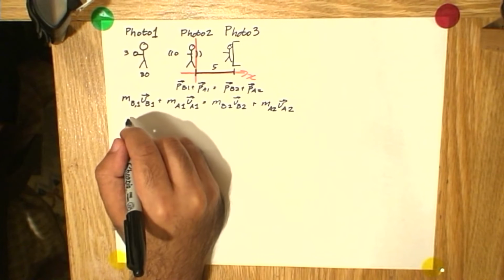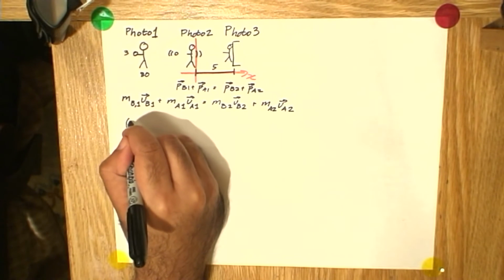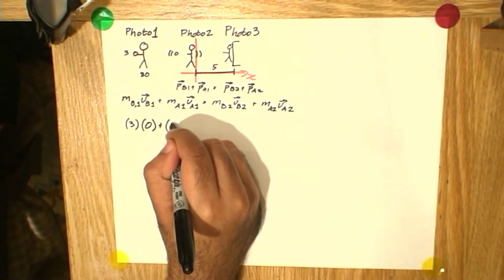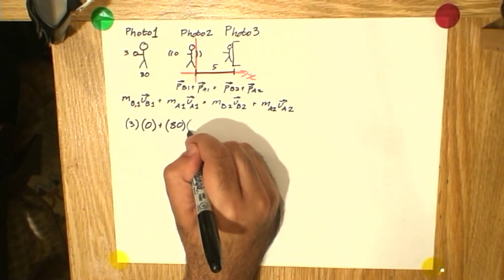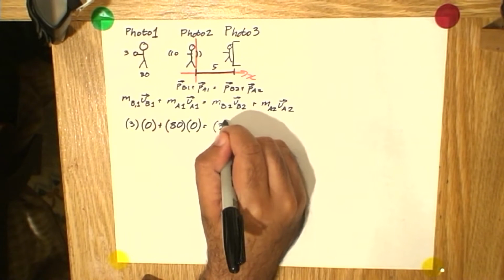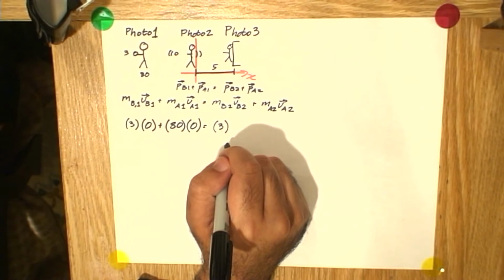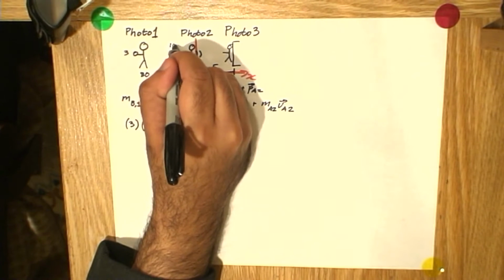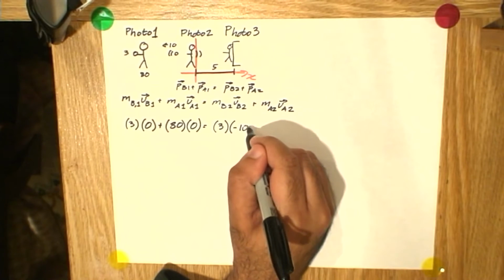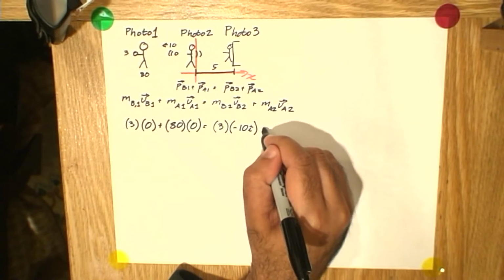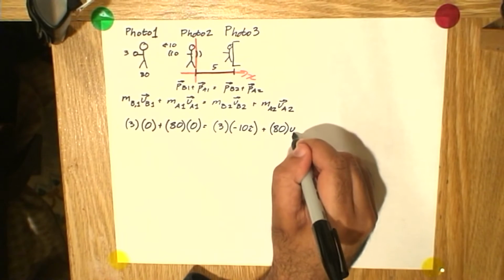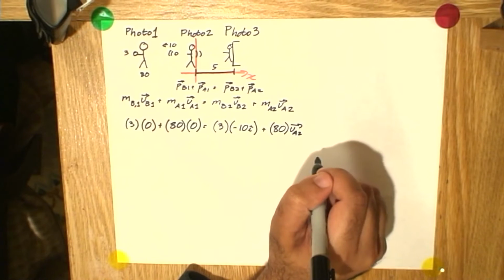We were told that the mass of the ball was 3, the initial velocity of the ball was 0, plus mass of the astronaut, 80, times velocity of the astronaut, 0, is equal to mass of the ball, 3. The astronaut threw the ball at 10 meters per second. But since that's leftward, we have to count that as being negative 10 i hat. Plus mass of the astronaut, 80, times the final velocity of the astronaut, which is unknown.